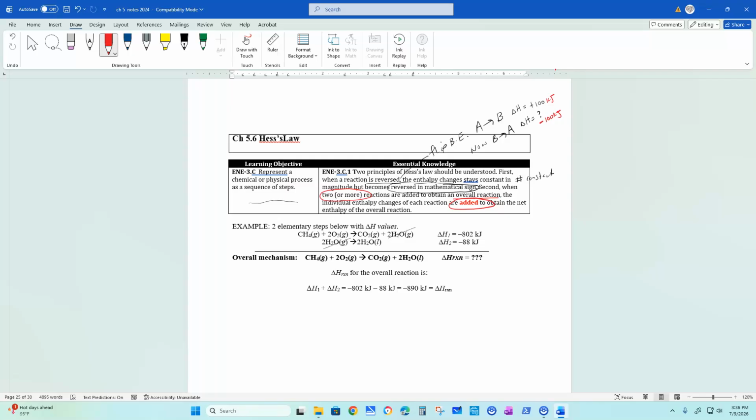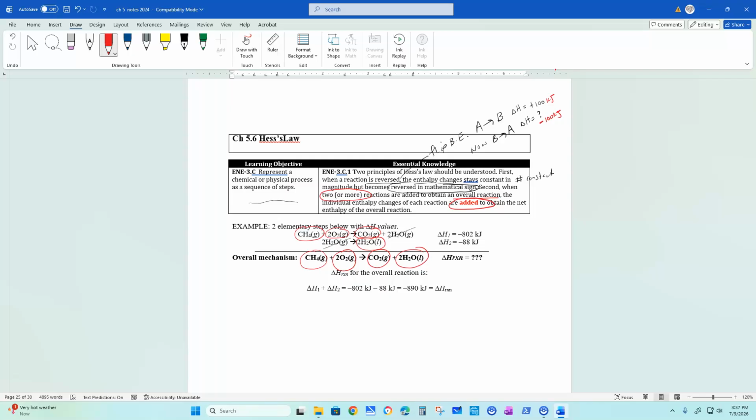If I have two elementary steps, and this is my mechanism, and I want these two elementary steps to come together to form this mechanism, if you notice, I have CH4 gas where I want it. I have 2O2 gas where I want it. And I have CO2 gas right here also. And then I have two liquid waters. Well, in the first equation, I produced two water gas, two water vapor. Well, I don't want vapor.